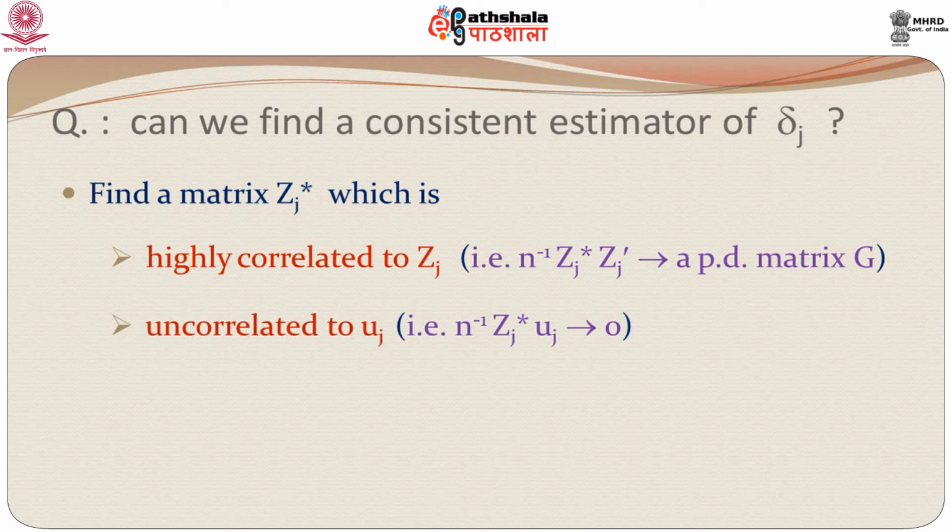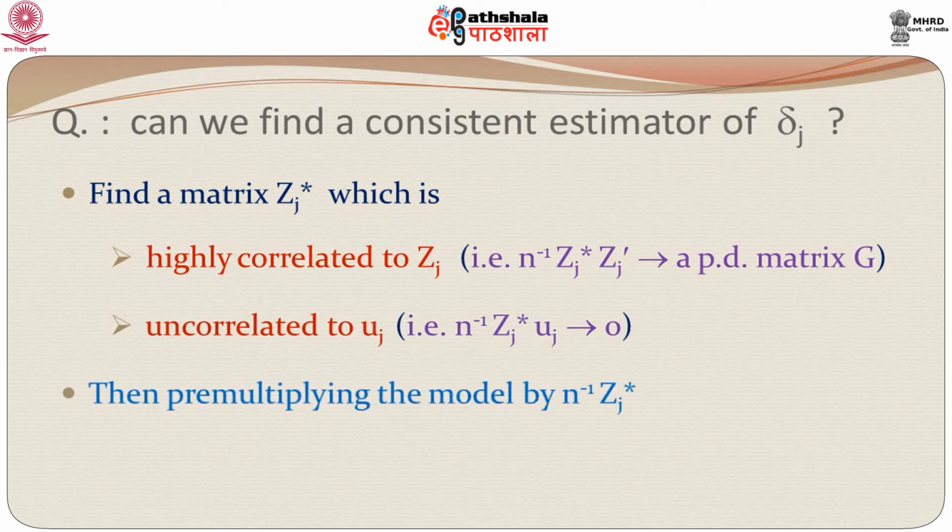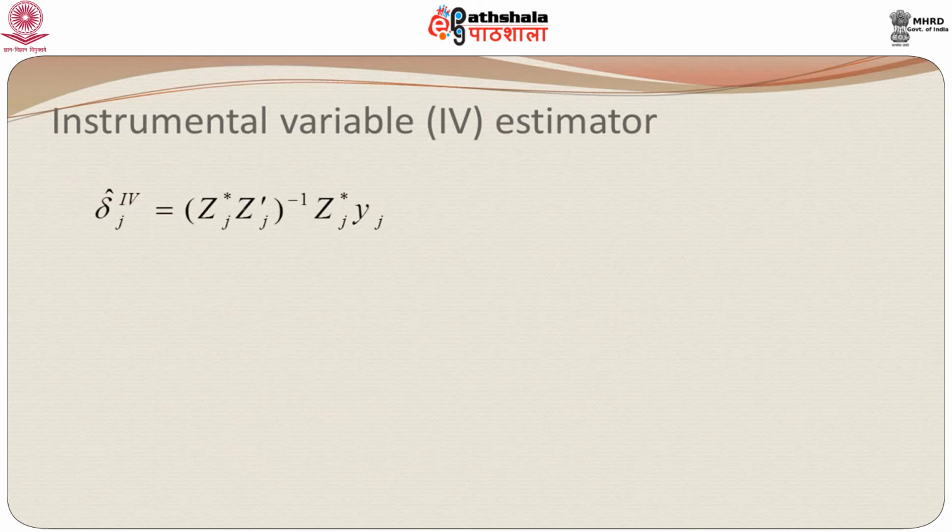So, we would expect that at least for a large sample size, zj star and uj would be uncorrelated. Then what we do is, we pre-multiply the model by n inverse zj star prime, and this is what we get. And notice that the second term on the right hand side is going to go to 0, and therefore, we can estimate delta j hat as zj star prime zj inverse zj star prime yj, which we will call the IV estimator.